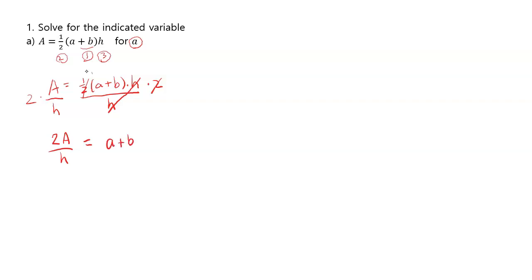Okay, so the only thing that's left is the first thing that you did to a, which is b. So you subtract b both sides and you're done. Now here you have to be very careful. You're subtracting from this. So what you get is 2a over h minus b equal to a. That's what you get.